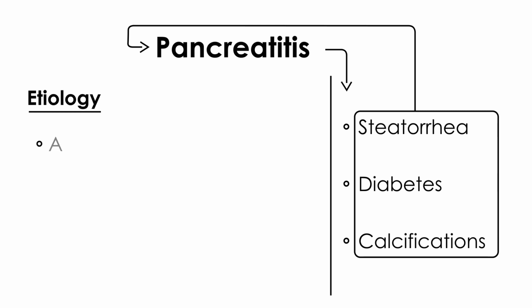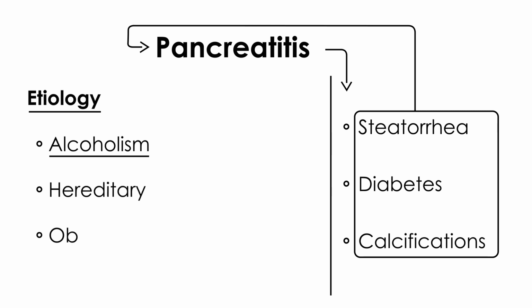By far the most common reason someone will become a chronic pancreatic inflammatory person is alcoholism, without a doubt. But there's other reasons as well. There's hereditary. And a person can also become a patient with pancreatitis on a chronic basis if they have obstruction, in particular of the pancreatic duct. And I'll show you a beautiful diagram a little later on that pretty much explains this whole anatomy.